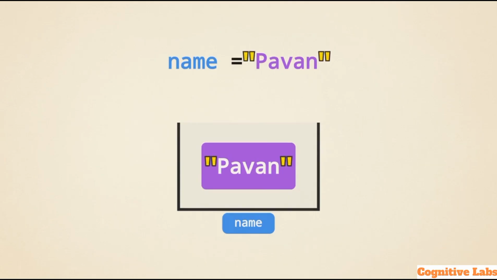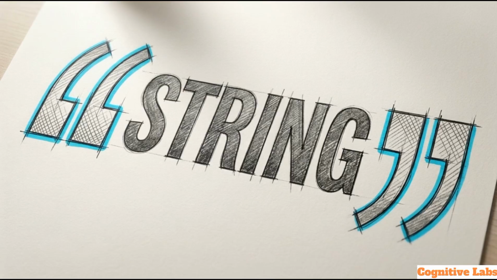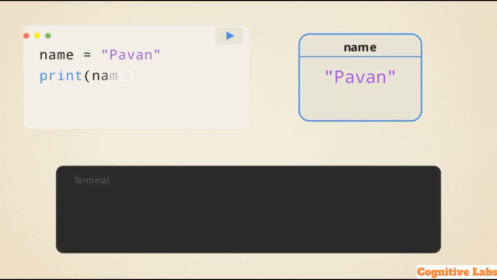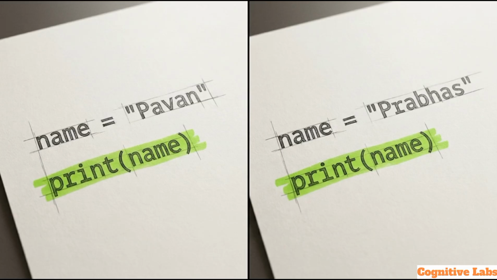Notice the quotation marks. They are a strict requirement. In Python, any text wrapped in quotation marks is classified as a string data type. Type print name and run your program. The terminal accesses the box labeled name and displays the text. Now change Pavan to Prabhas and run it again. The output instantly updates. Variables allow your software to dynamically update stored information, while the underlying code commands, like our print statement, remain exactly the same.